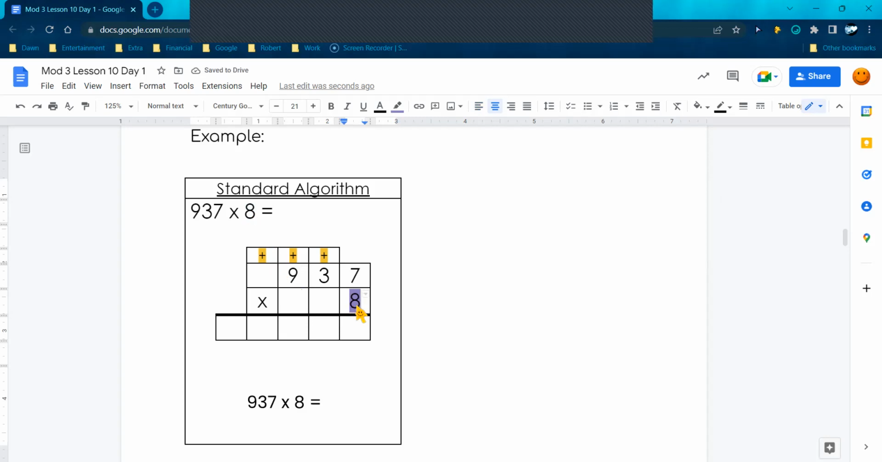So now I'm going to take this 8 and multiply it by 7 in my 1's. So I'm going to have 8 times 7. I know that is 56. So I'm going to drop my 6. And I'm going to carry my 5. So this is just like adding when we're carrying in our addition, not actually adding. We're just carrying like we do in adding.